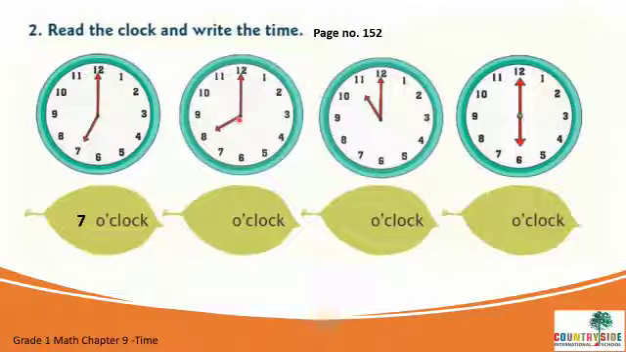Now here the minute hand is pointing towards 12 and the hour hand is pointing towards 8. So it is right, it is 8 o'clock. Now the minute hand is pointing towards 12 and the hour hand is pointing towards 11. Means it is 11 o'clock. Correct. Now here the minute hand is pointing towards 12 and the hour hand is pointing towards number 6. So it is correct. It is 6 o'clock.